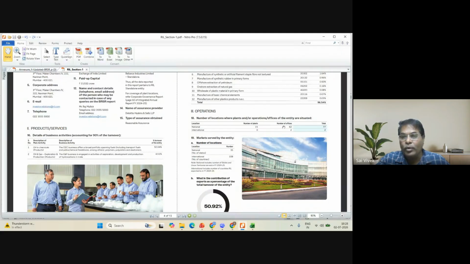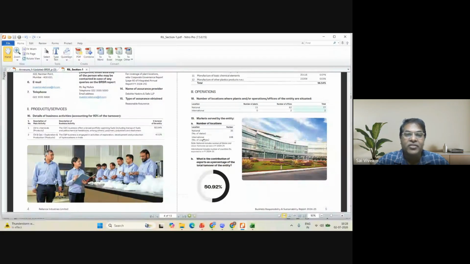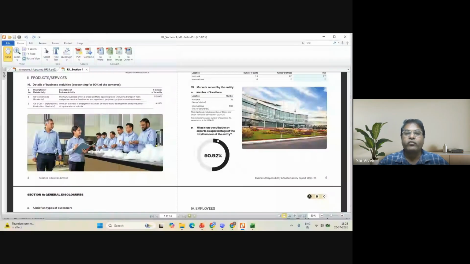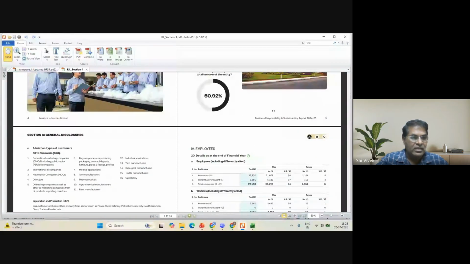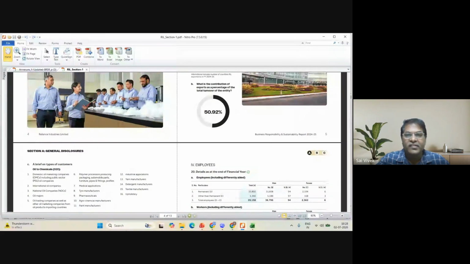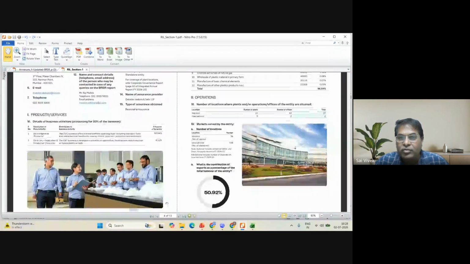And now where are they located, nationally and internationally? The number of plants are 15 in India and number of offices are 62, totaling to 77. And markets served by the entity, international and national, is given. National is 35 states. International, countries, 108. So what is the percentage of contribution of exports? 50.92% is exported. The rest of it is used domestically. Right, so this is about the 18th serial number.